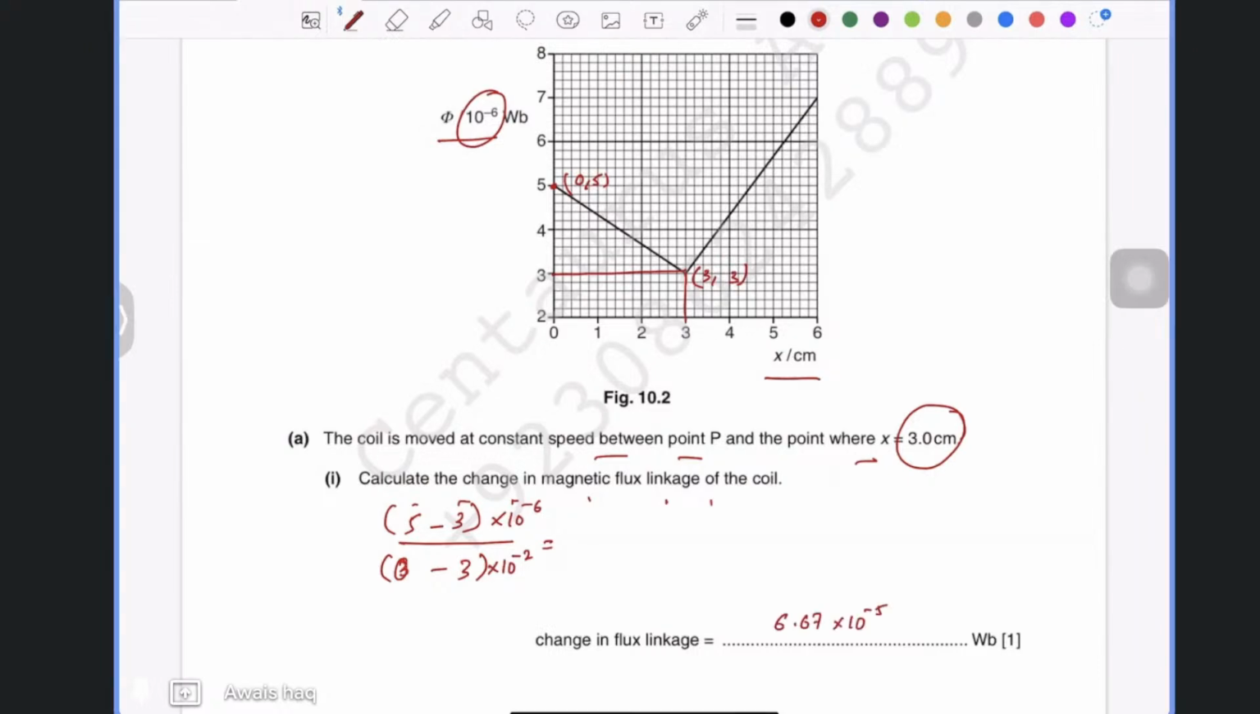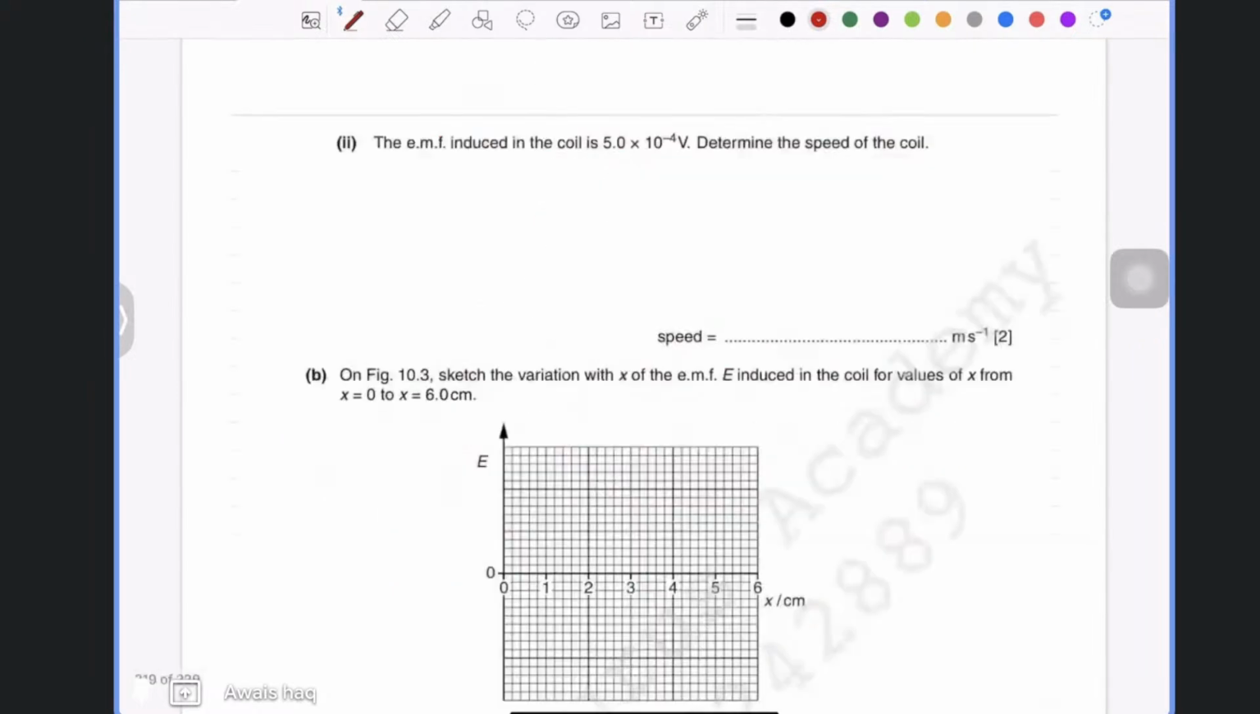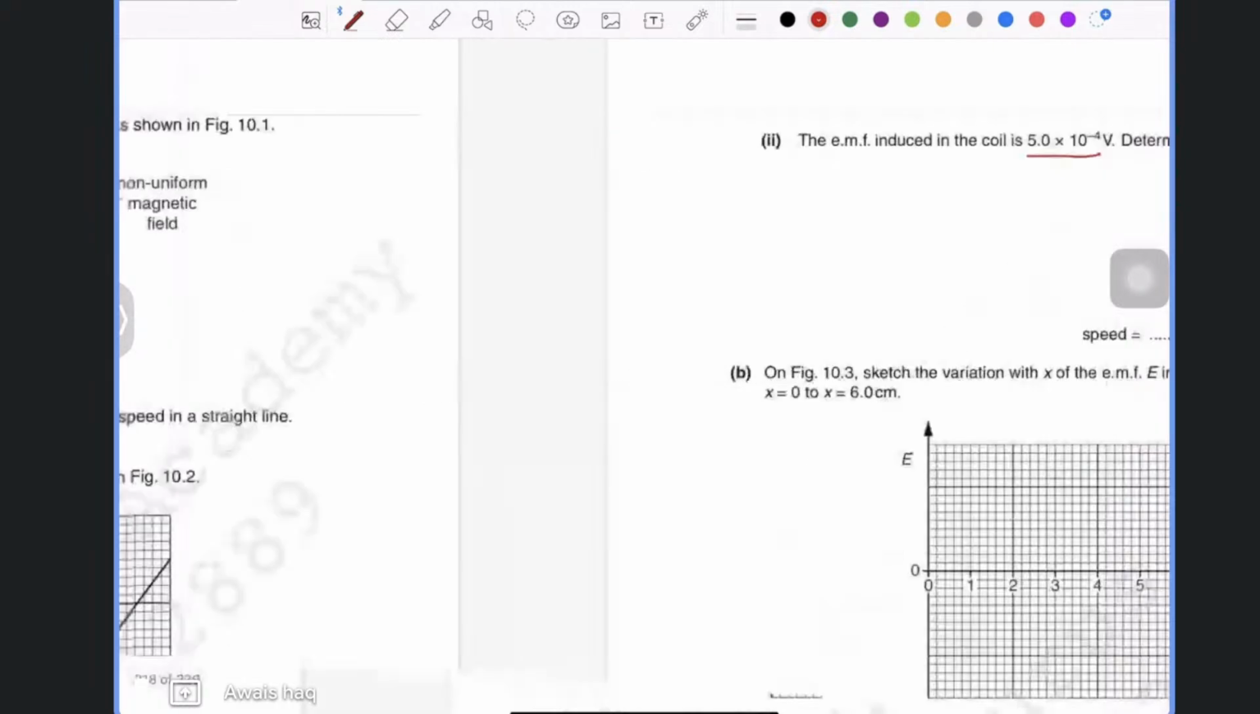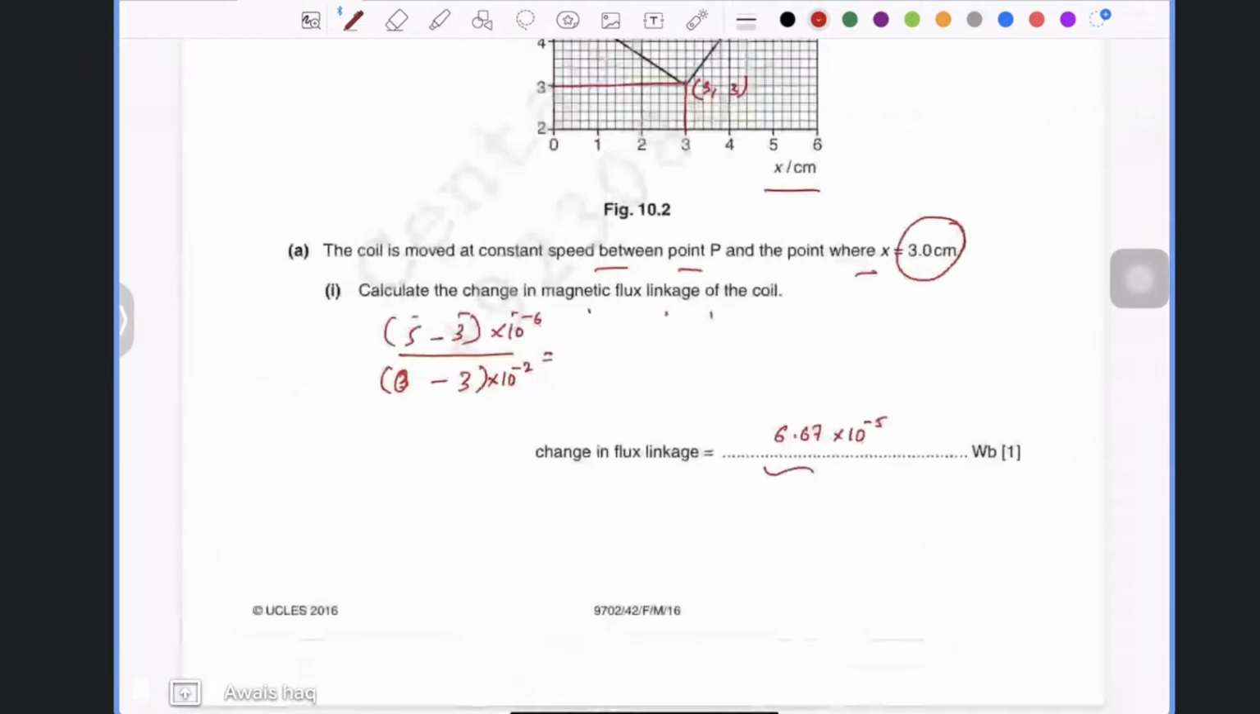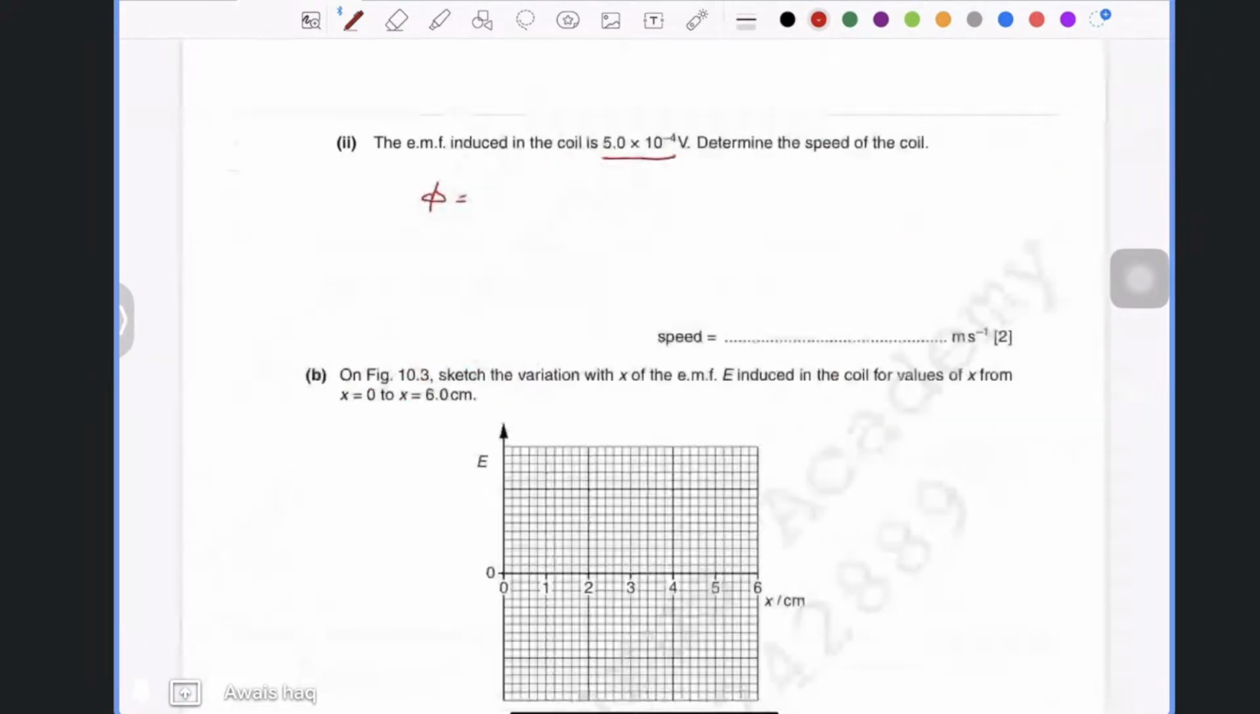Okay. Now in the next part it says the EMF induced in the coil is this much. Determine the speed of the coil. Okay, fine. So we know that, if you look, we have the magnetic flux linkage. Flux linkage is basically given by BAN over T. Do you understand this?